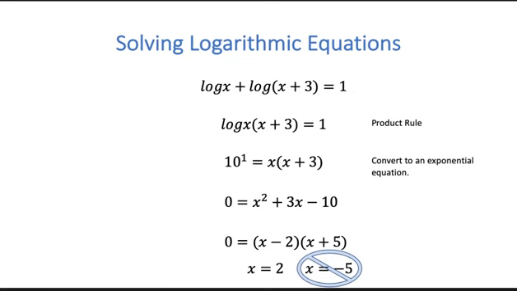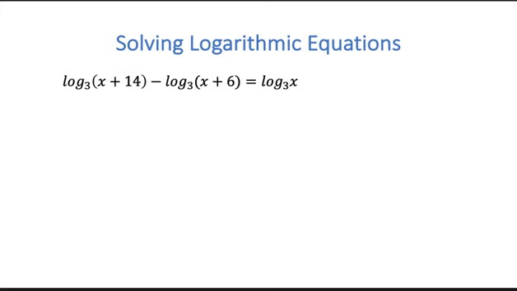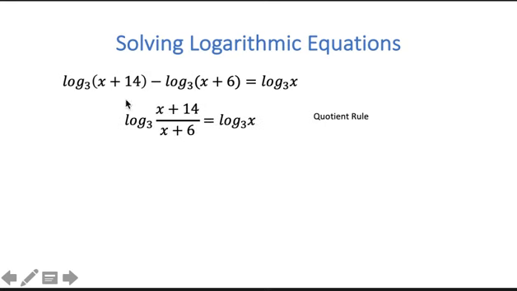Okay, one more example. In this expression, we have logarithms everywhere. That did not happen before, but it's happening here. We're going to use the quotient rule. Quotient rule because we have a negative sign, or a subtraction sign, I should say. So on the left side, we have the log base 3 of x plus 14 over x plus 6 is equal to the log base 3 of x.